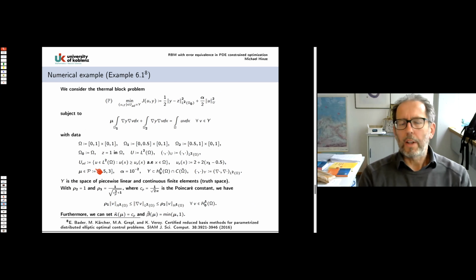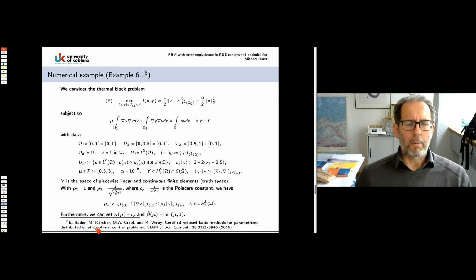So that's already time to come to numerical examples and to check whether the method works. Here again, we use problems from the literature. The first one is the thermal block problem, which is example 6.1 in the paper of Arthur Grid and Deroy. Here you have the PDE. The parameter dependency is on mu. Mu ranges in this parameter space here.